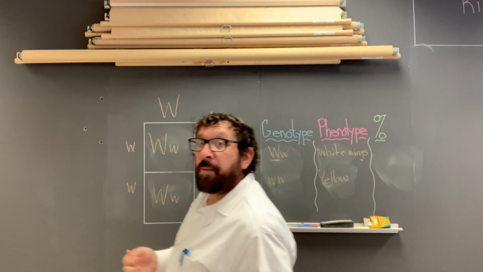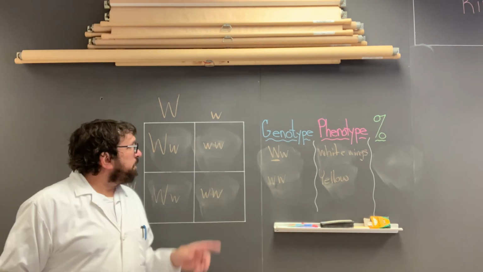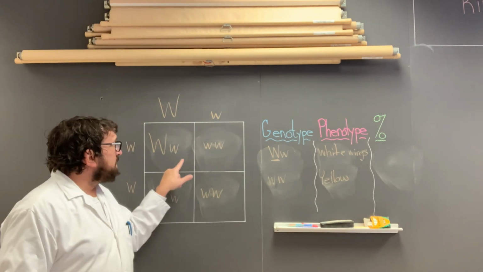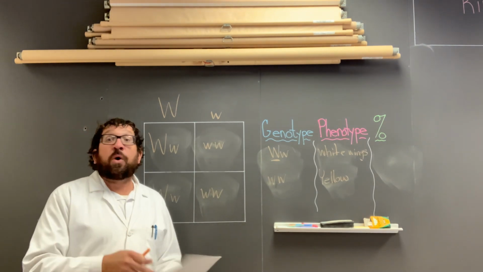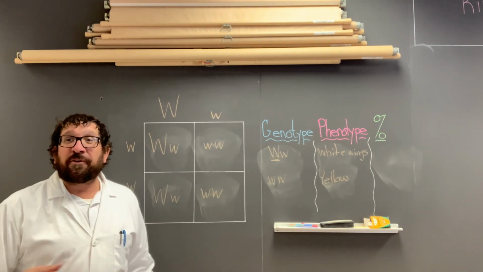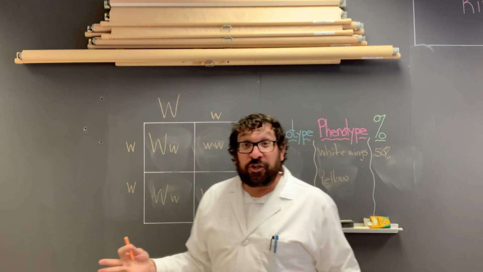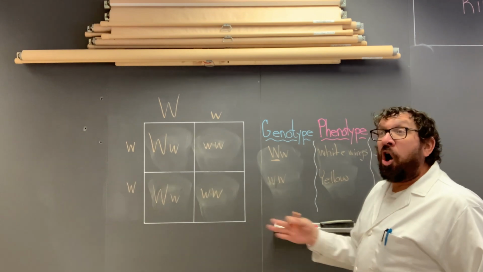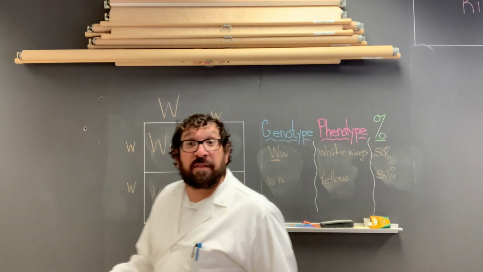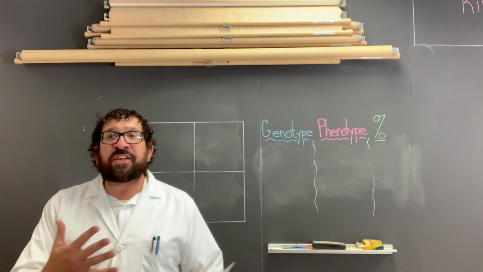Last part, what percentage of the offspring are going to have white wings or yellow wings? Well, we only have a box of 4. This whole box equals 100%, which means each block's going to be 25%. So we're going to have capital W, small w, happens twice, 2 out of 4, or 50%. The other 2 boxes are small w, homozygous recessive, 50% there as well.